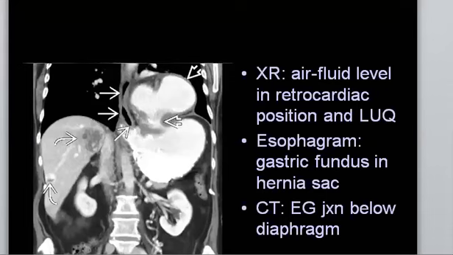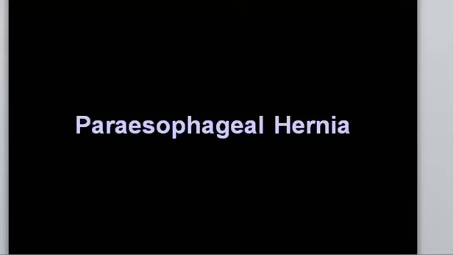Another type of hiatus hernia, which type is this one? Is this gastroesophageal junction? Paraesophageal. Paraesophageal, perfect. So this one is paraesophageal. Nice, Nermin, yes. Let's go to another one.